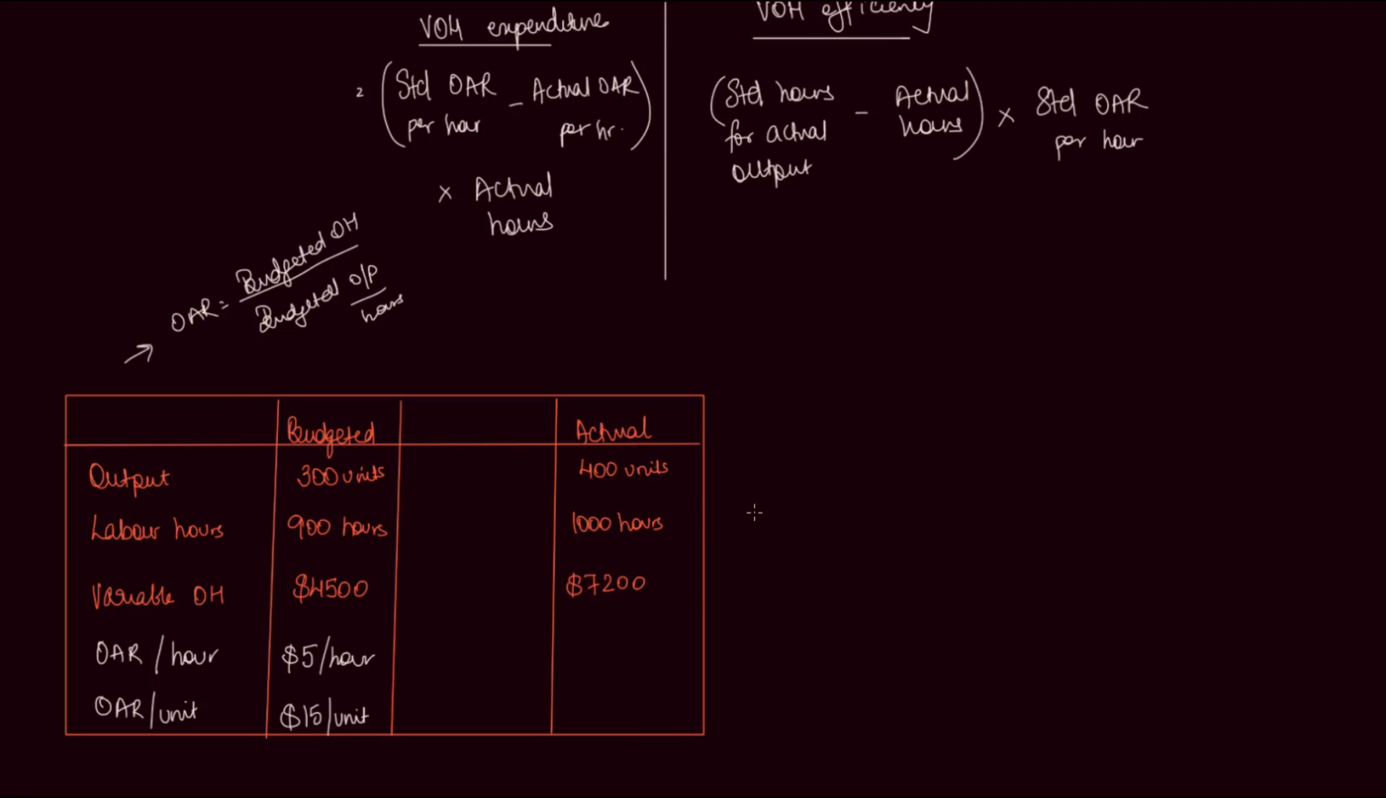Now going to the actual column, 400 units was the actual output produced. These were produced in 1000 hours. Then actual overheads turned out to be $7,200. We need to calculate the variances.